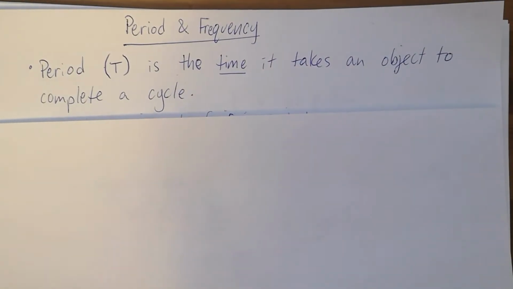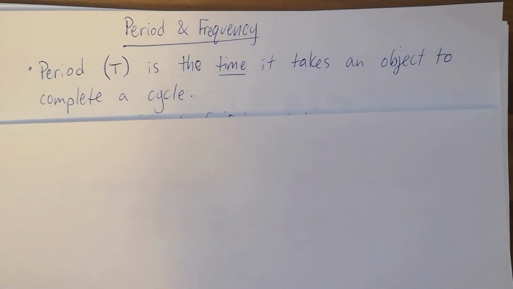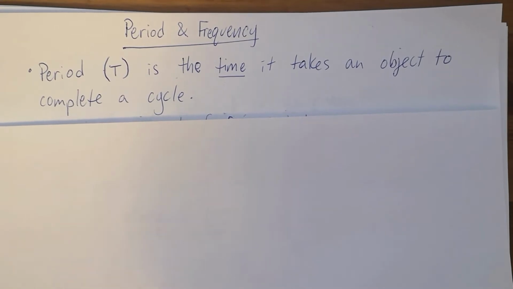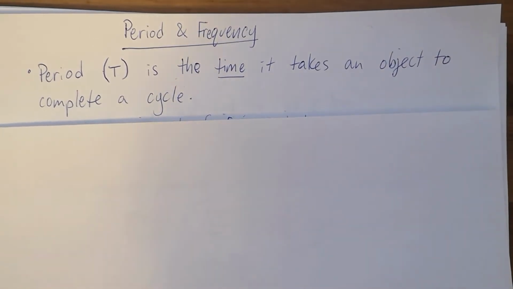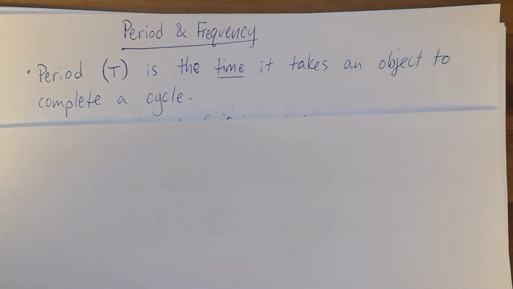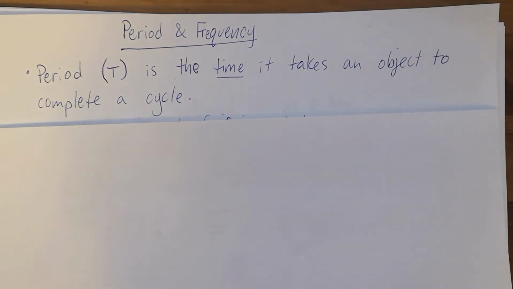Hi physics class, we're going to start the new unit today. It's circular motion. First we're going to learn about these two ideas, period and frequency. Okay, period is the time it takes an object to complete a cycle.